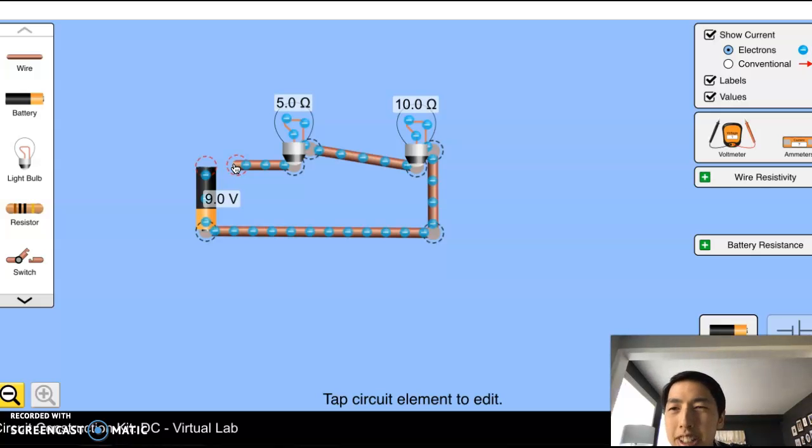So take a couple of seconds to make a prediction, and then I'll connect it and see if you were right. Okay, so I plugged it in, and it's showing that the light bulb on the right is brighter. These yellow lines, the longer they are, the brighter it is. So it turns out that the one with the larger resistance is the brighter one for a series circuit.